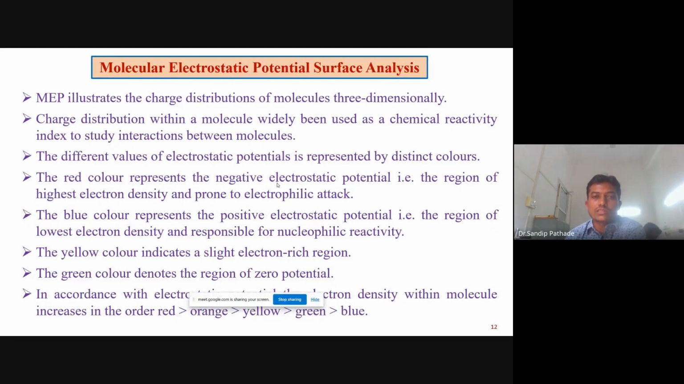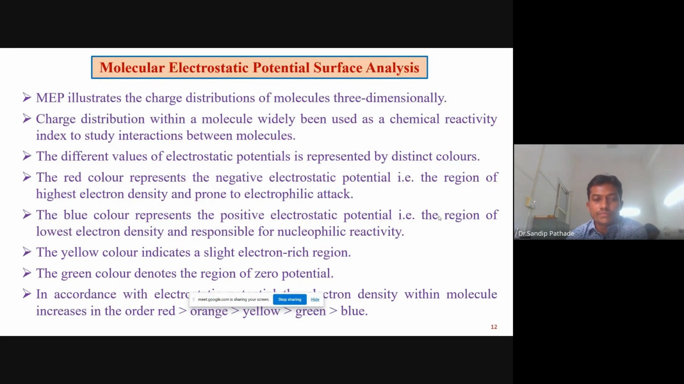This MEP illustrates the charge distribution of the molecule three-dimensionally. The charge distribution within the molecule has been widely used as a chemical reactivity index to study the interaction between various molecules. Now, this MEP shows different values of the electrostatic potential, represented by distinct colors. The red color in the MEP map shows the negative electrostatic potential, that means the region having the highest electron density, and that region is prone to electrophilic attack. While the blue region in the MEP map indicates the positive electrostatic potential, that is the region of the lowest electron density, and that region is responsible for nucleophilic reactivity.